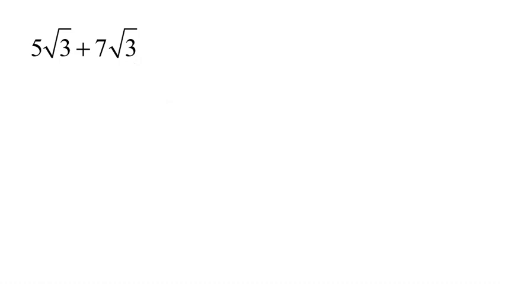First question I have here is 5 root 3 plus 7 root 3. And you'll notice we could factor the root 3. If we factor root 3 out, I get 5 plus 7. Notice 5 times root 3 is 5 root 3, plus 7 times root 3 is 7 root 3. 5 plus 7 is 12. So the result is simply 12 times the square root of 3.